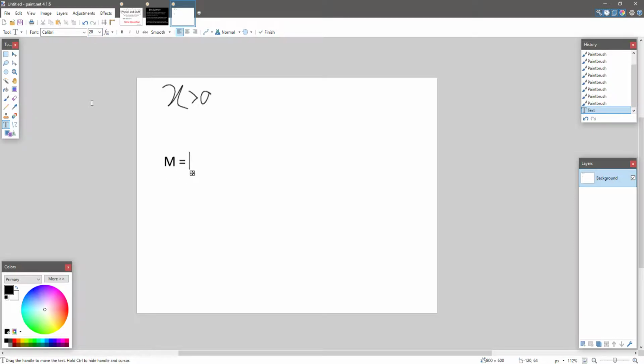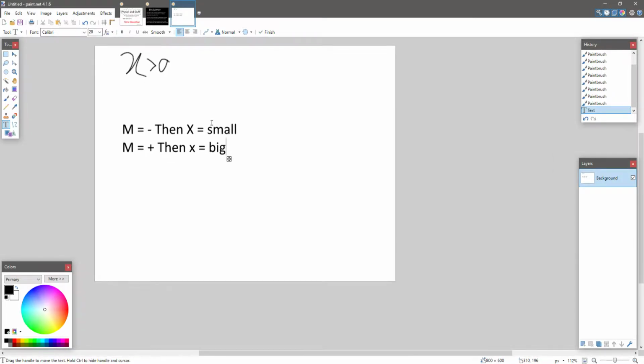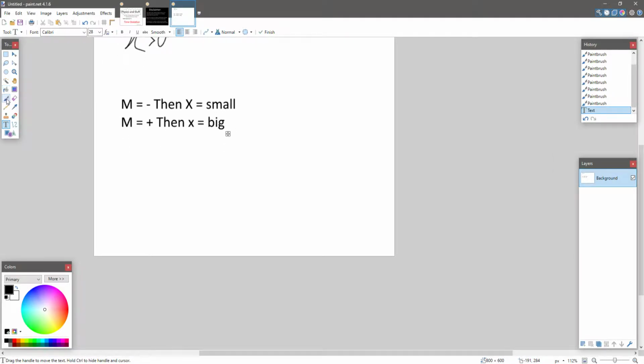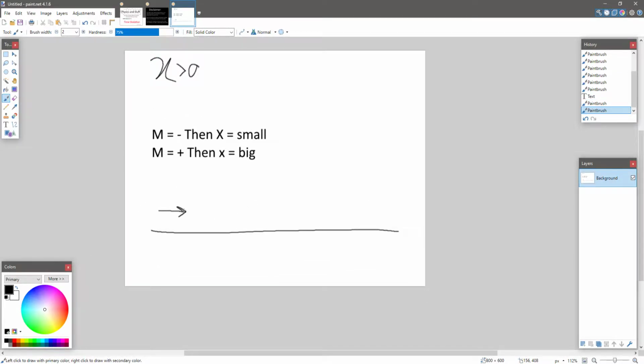When m, our mass, is negative, then x is small. Alright? When m, our mass, is positive, then x becomes big. If we get our vector here again, this vector now for x equals 2 becomes twice as fast. Now, 1 second in that area is 2 seconds in real life.